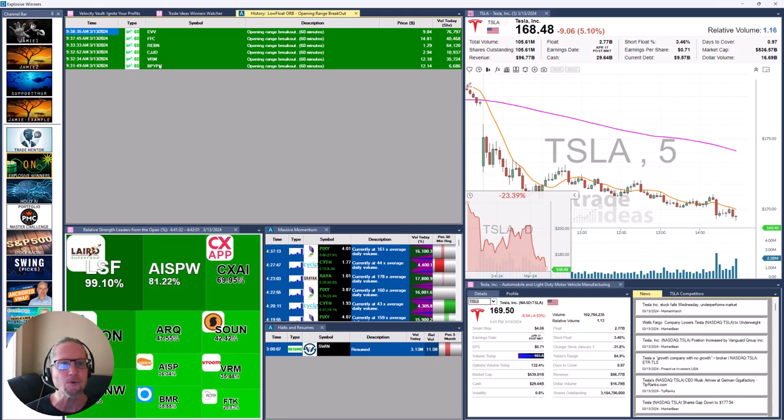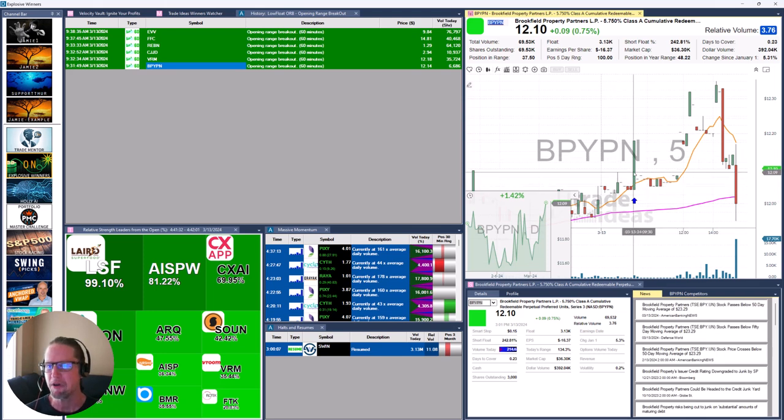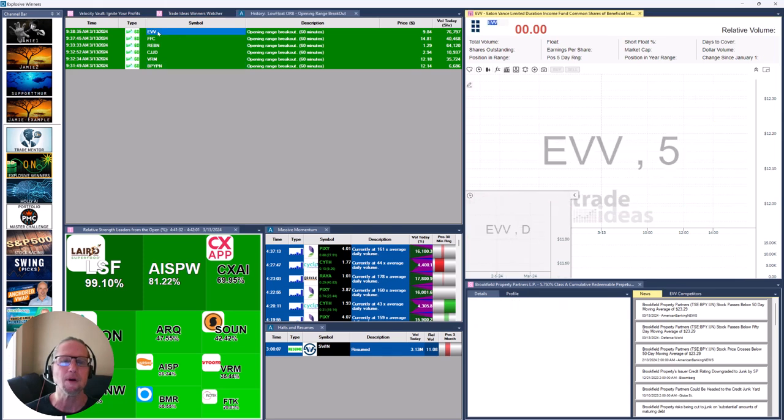Let's take a look at the first one here, and we're going to take a look at ones that you just basically pass on, right? Especially these low floaters. BPYPN, look how spotty the candles are. Now, technically, this thing actually went up from this entry signal, but it's not exactly lighting the world on fire and just not my cup of tea. Let's go to the top here. EVV.